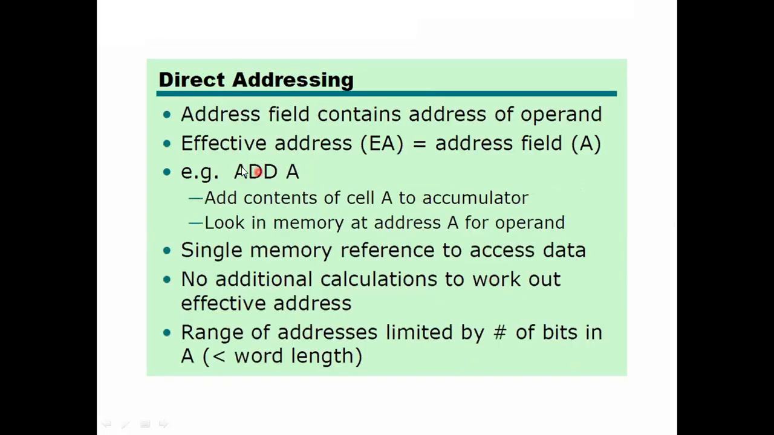The address field contains the address of the operand. What is the effective address here? The address field A. The example is ADD A. Here also one operand is used. What is the other operand? The accumulator. Where will the data be present? In register A.